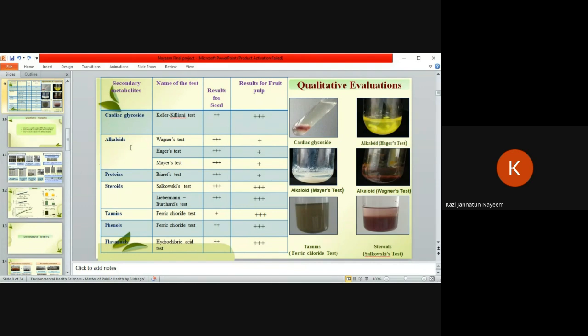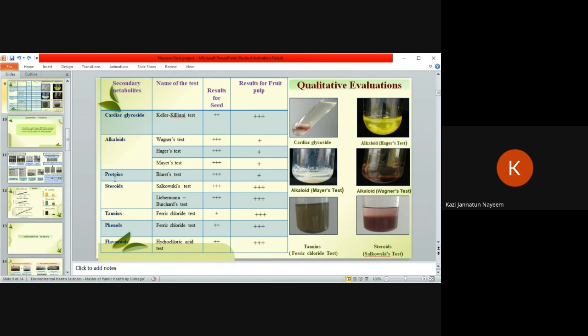Then the alkaloid test I evaluated through the Wagner test, Hager test, and Mayer test. We can observe that the result for seeds is triple plus, that is, more than the fruit pulp's single plus. This determined that the seed extract is more prominent than the fruit pulp. This also happened in the Hager test and Mayer test.